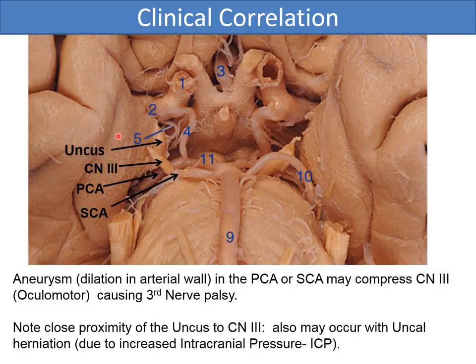An interesting clinical correlation is that on the medial surface of the temporal lobe, we see the uncus, this little bump, and that if there is an aneurysm in this region, in the posterior cerebral artery, which we see coming off here, or the superior cerebellar artery, coming over here, then when they swell up, they might press on cranial nerve 3 and it causes a cranial nerve 3 palsy with oculomotor problems. And notice that the uncus is close by, and that may also, if it swells up, press on this cranial nerve 3 and produce third nerve palsy.